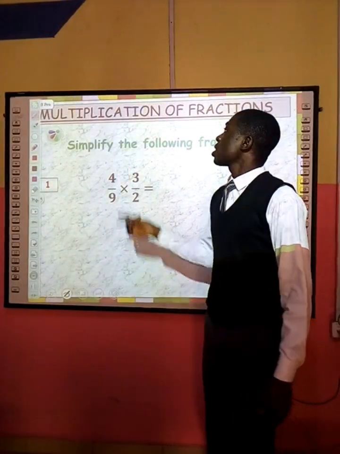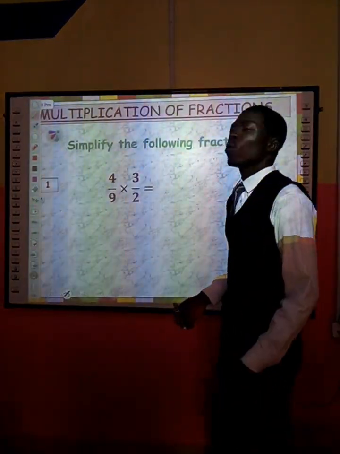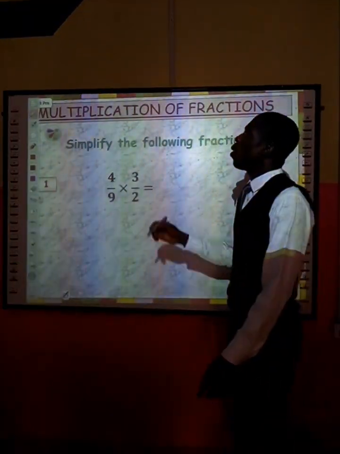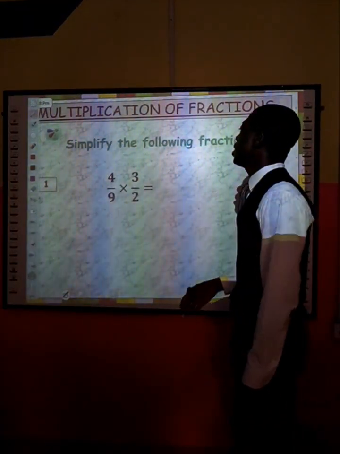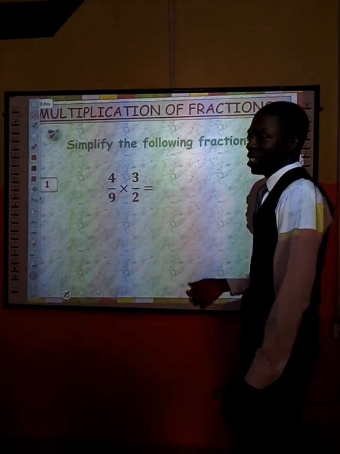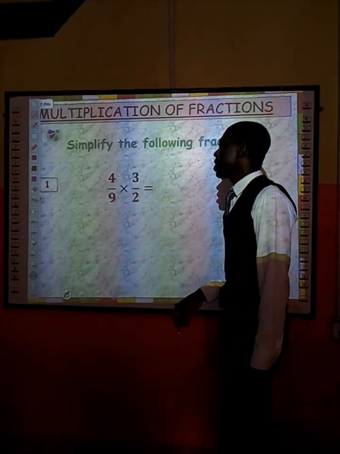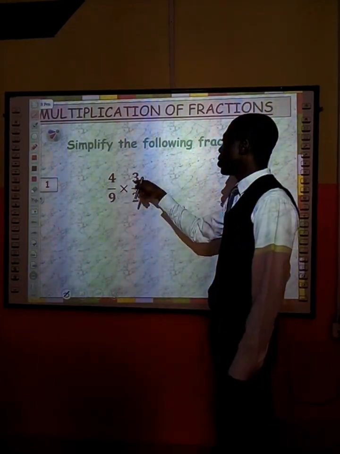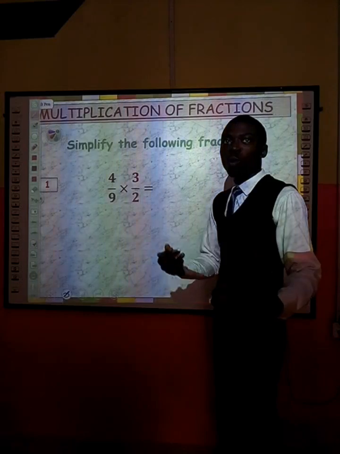Today we want to look at multiplication of fractions, how to multiply two or more fractions. So number one, we have 4/9 times 3/2. If you want to multiply these two fractions, it's very simple to do the multiplication. Now, multiplication of fractions allows you to cancel a denominator against a numerator if they have a common factor.